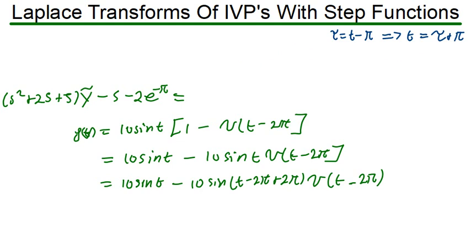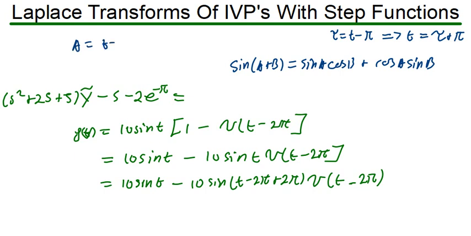Okay, so the addition and subtraction formulas I'm talking about is a situation whereby, let's say you have sine(a + b). We know that this can be written as sine a cos b plus cos a sine b. In this case, my a is equal to t minus 2 pi, and my b is equal to 2 pi itself. That's my a and that's my b there.